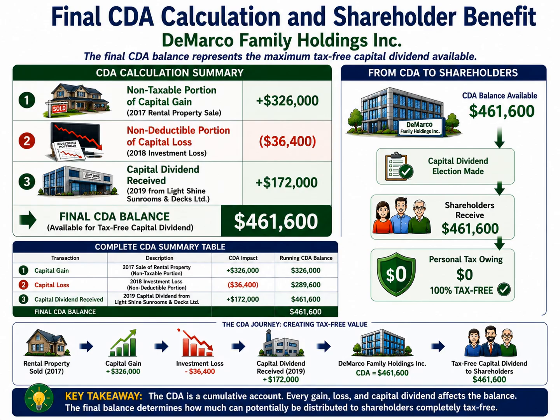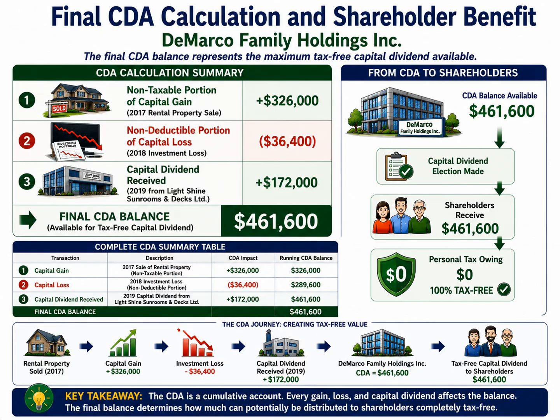Next, the corporation experienced a capital loss. The non-deductible portion of that loss was $36,400, which reduced the CDA balance. Then, in 2019, DeMarco Family Holdings received a capital dividend of $172,000 from Lightshine Sunrooms and Decks Ltd. Because capital dividends received increase the recipient corporation's CDA, that amount was added to the account.